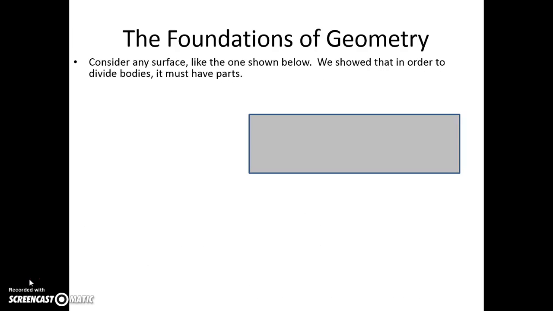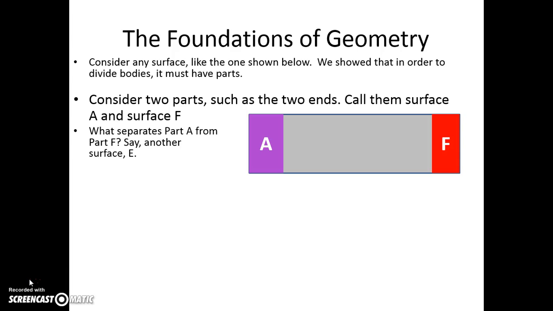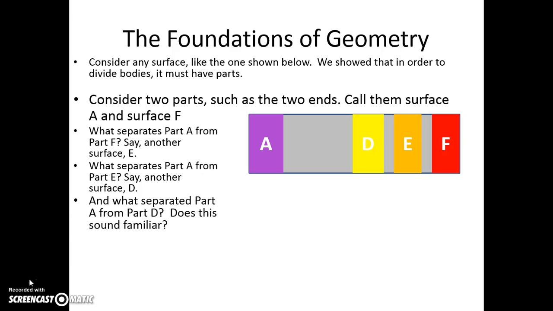Consider any surface like the one shown in the diagram. We showed that in order to divide bodies, it must have parts. Consider two parts, such as the two ends. Let us call them surface A and surface F. What separates part A from part F? Let us say another surface, E. This surface must come between them in order to divide them. What separates part A from part E? Again, we can say another surface that comes between them, surface D. And what separates part A from part D?